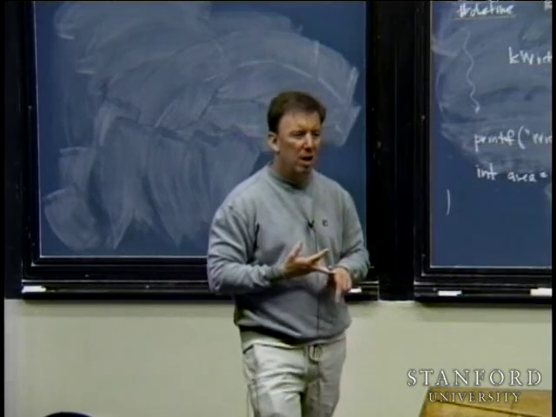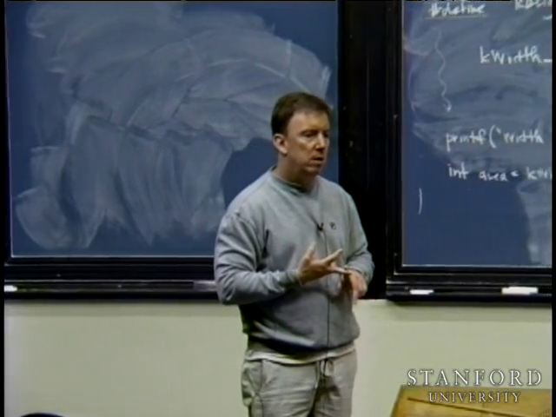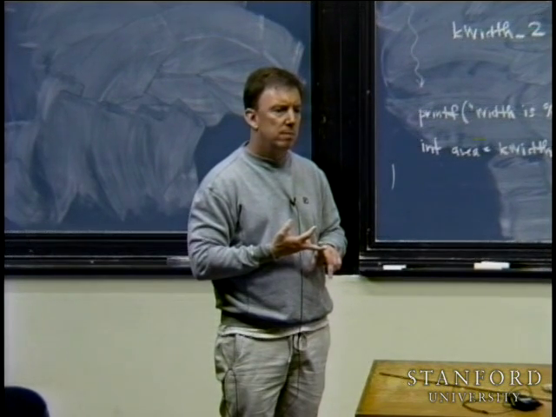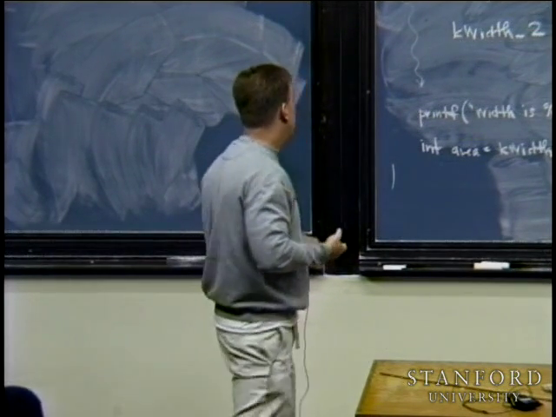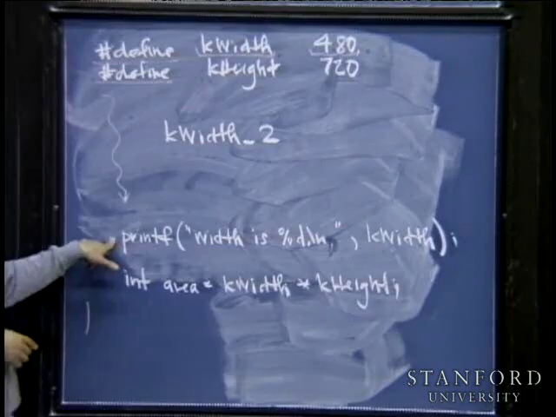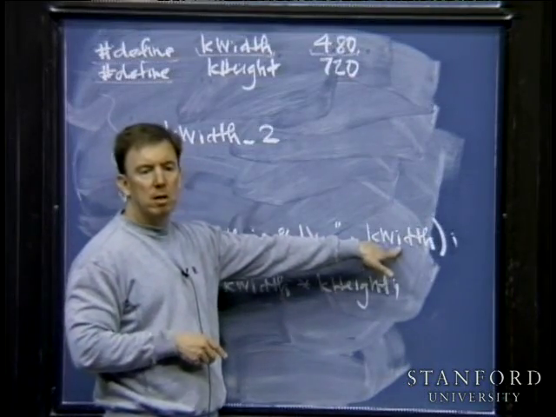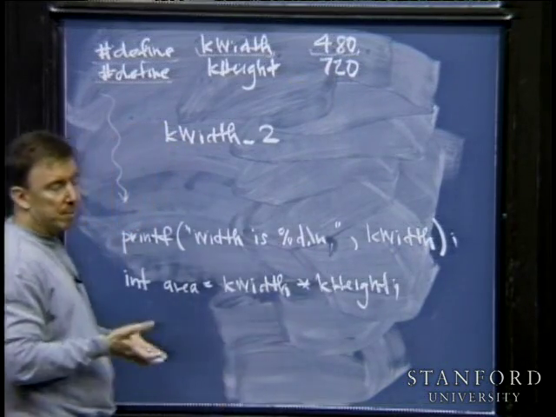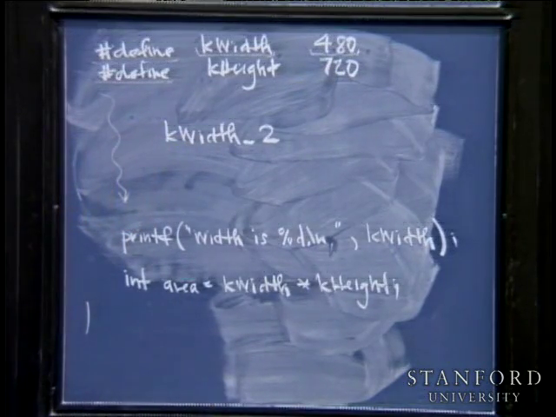Go ahead. When you describe printf, what does the preprocessor do with that line? Preprocessor would basically output this line right here, except the kwidth would have been spliced out and replaced with the 480. Okay? Which, I mean, it's supposed to be functionally equivalent. It's just allowing for the consolidation of magic numbers and constants, or whatever we want to use pound defines for, to just consolidate all this information at the top. Okay?